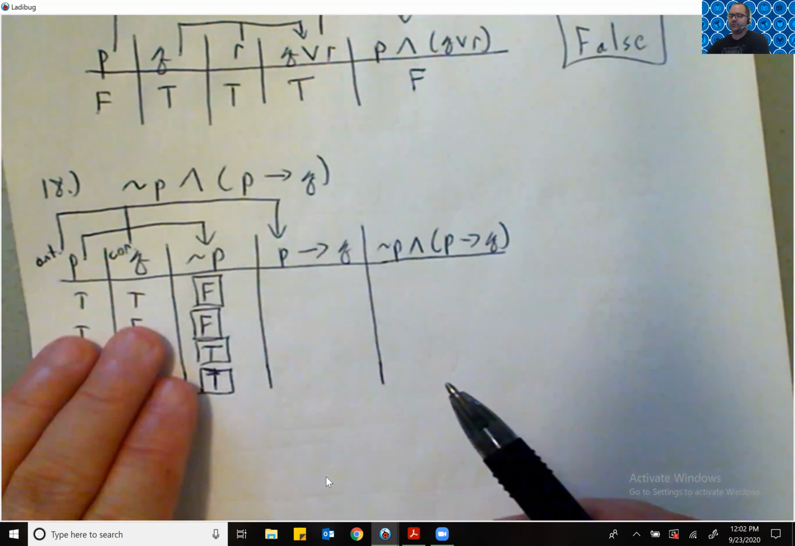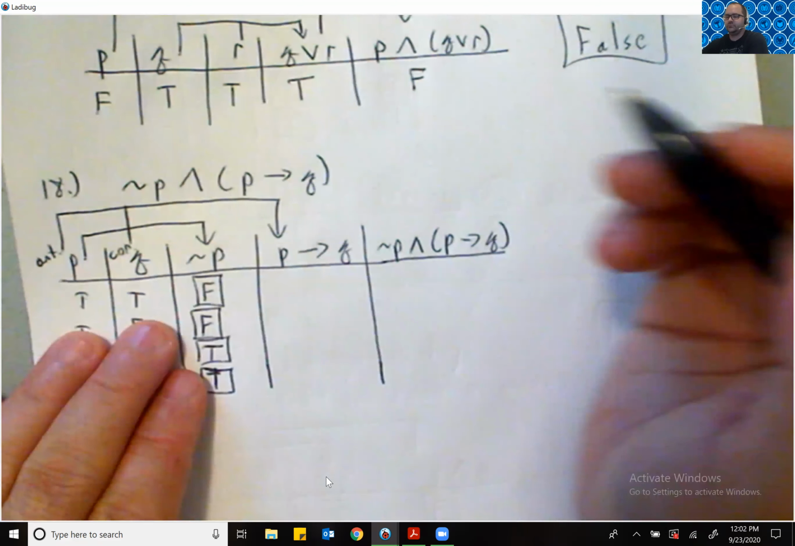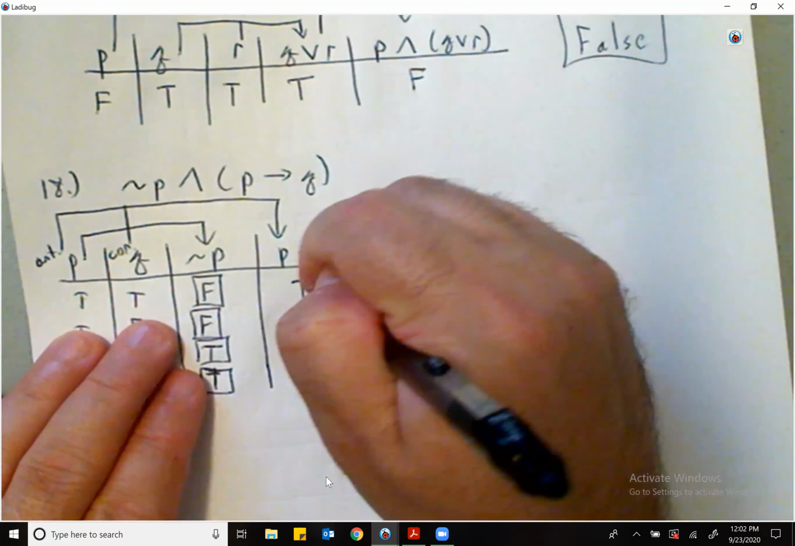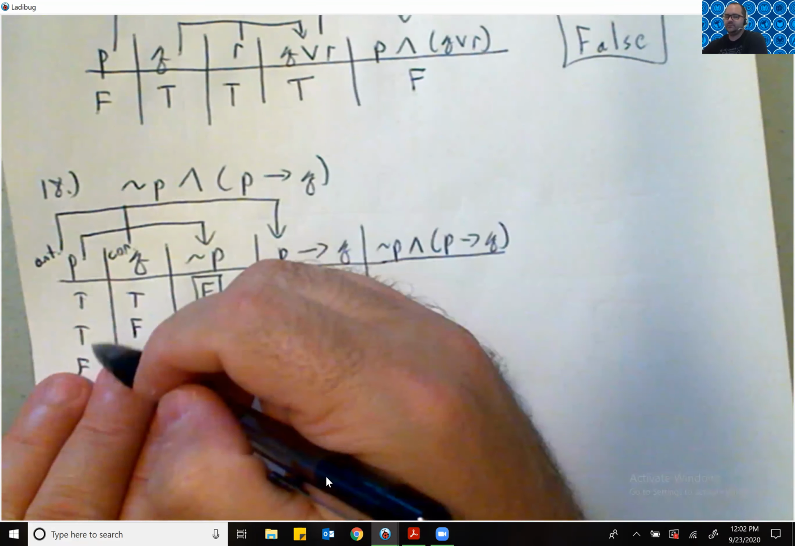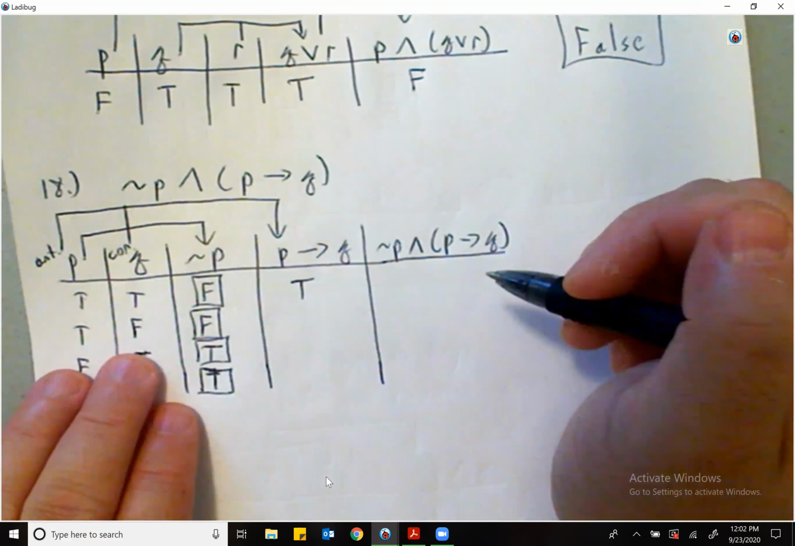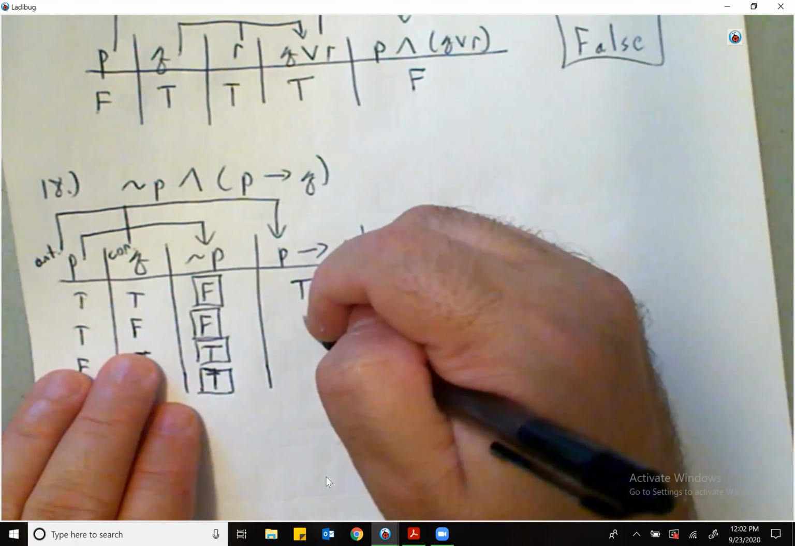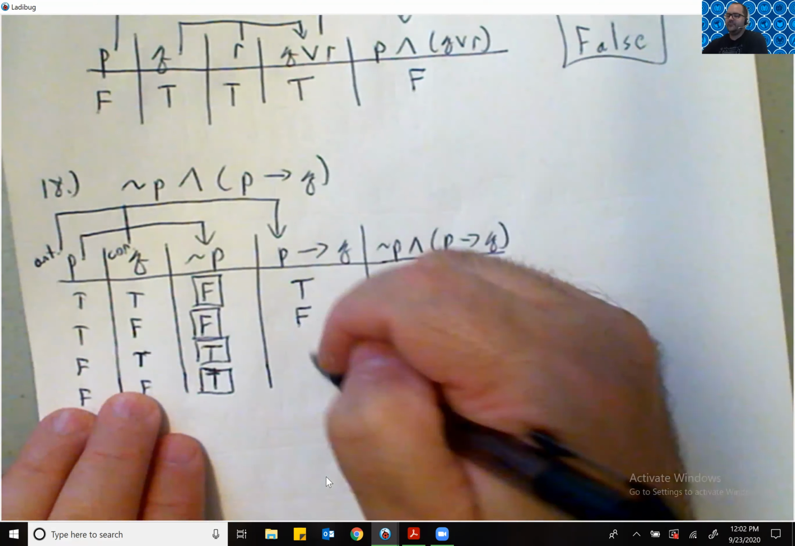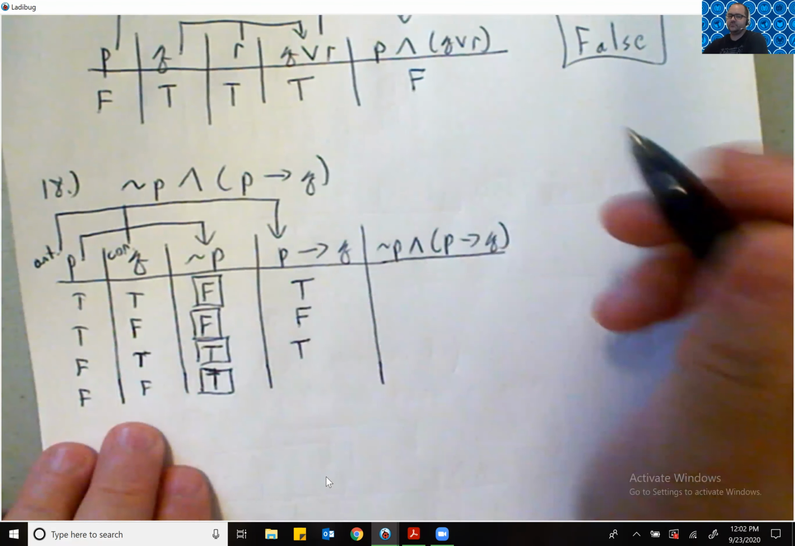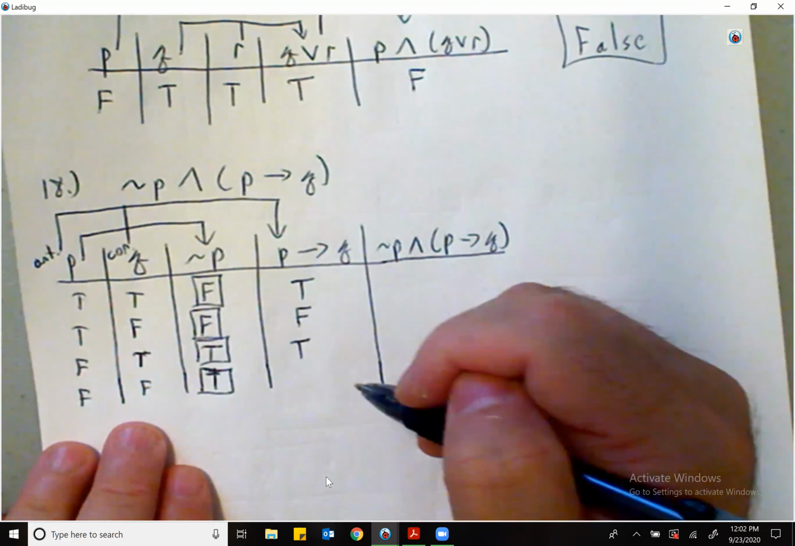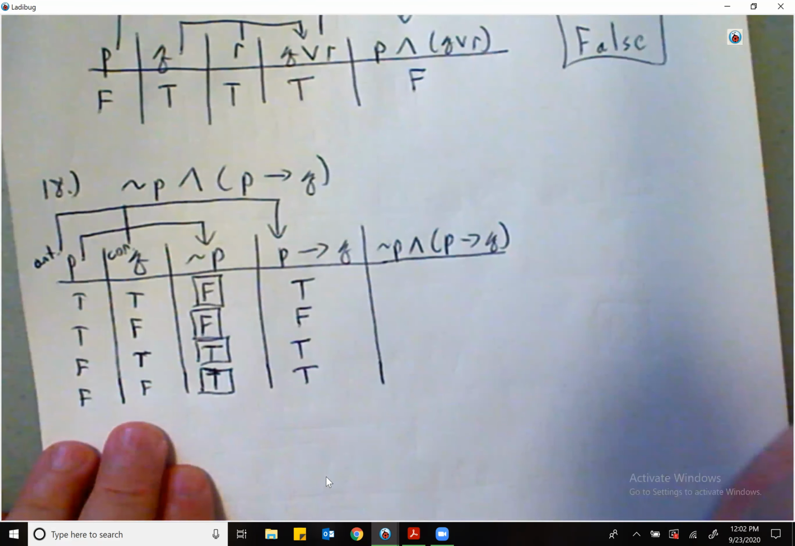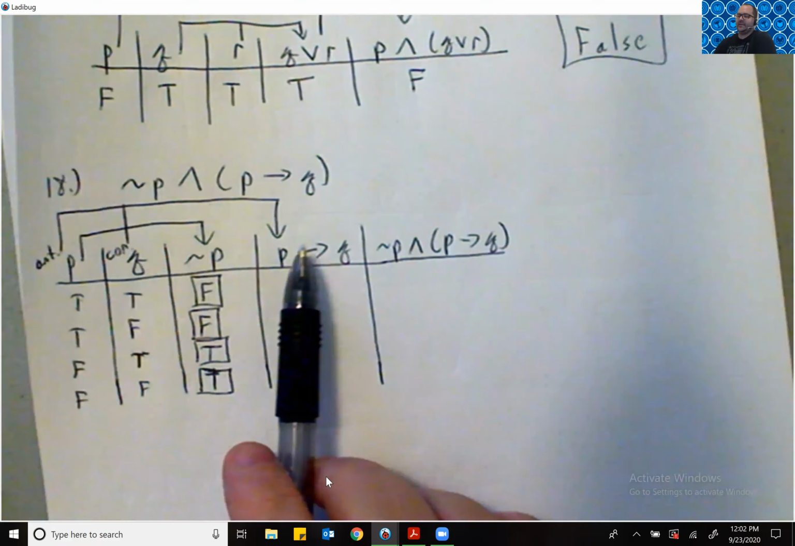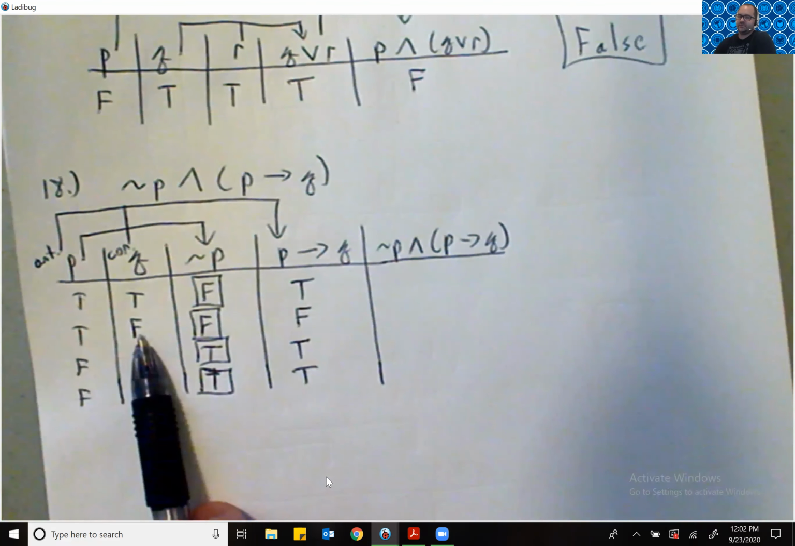So true to true gets us what? True. True to false gets us what? False. That's the false one. False to true? True. False to false? True. Yep. This is only false when the antecedent is true and the consequent is false.